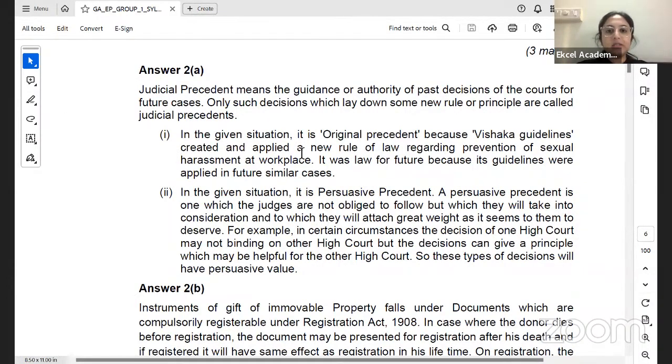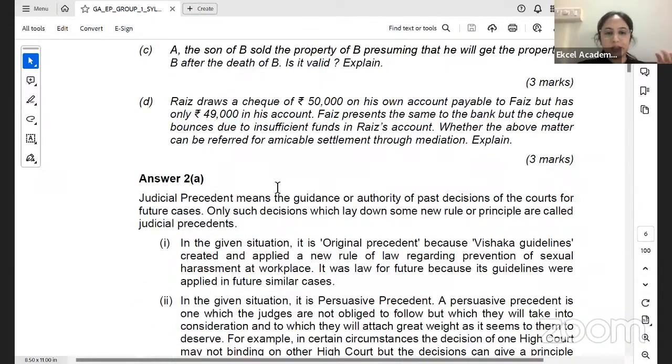Okay, so this is Vishaka's case only. If you see, it has become an original precedent because others started following it. So that is the answer. It's an original precedent because it has applied a new rule or law regarding the prevention of sexual harassment at workplace. Okay, that is one thing.